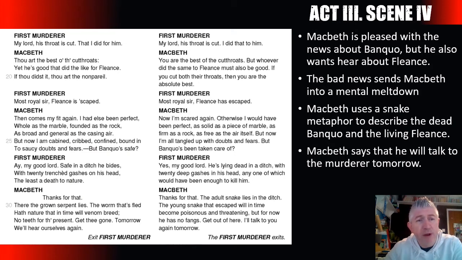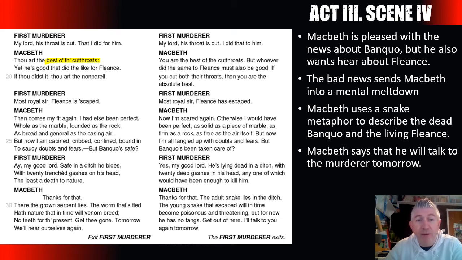First Murderer: My lord, his throat is cut, that I did for him. Macbeth, instantly pleased: Thou art the best of the cutthroats. Yet he's good that did the like for Fleance. If thou didst it, thou art the nonpareil.